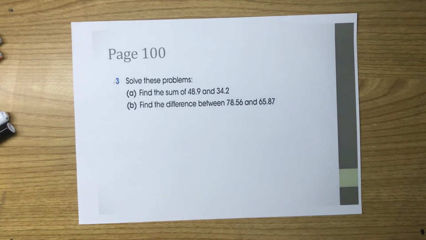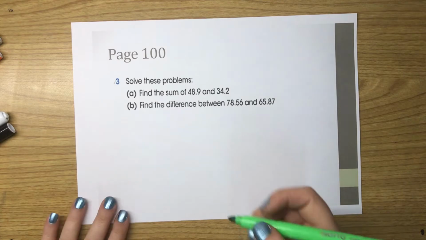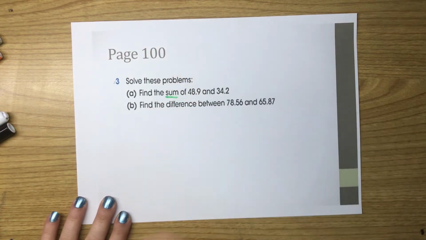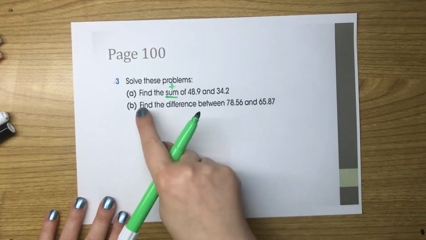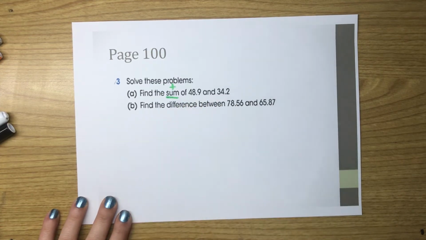This is question number 3, page number 100. Solve these problems. Find the sum. There are some words that tell you what to do, and you have to be careful by choosing the right operation. The sum word, that means we have to add. Find the sum of these two numbers.